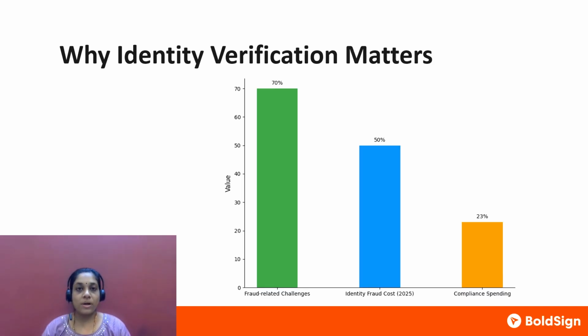Let's take a moment to look at some eye opening stats around fraud risk, user threat, and financial matters in the e-signature space. First up, fraud risk. Around 70% of enterprises are facing fraud related challenges. That's nearly 3 out of every 4 organizations dealing with some form of identity based fraud. Next, let's talk about financial matters. The global cost of identity fraud is projected to reach $50 billion in 2025. That's a massive financial burden businesses can't afford to ignore.